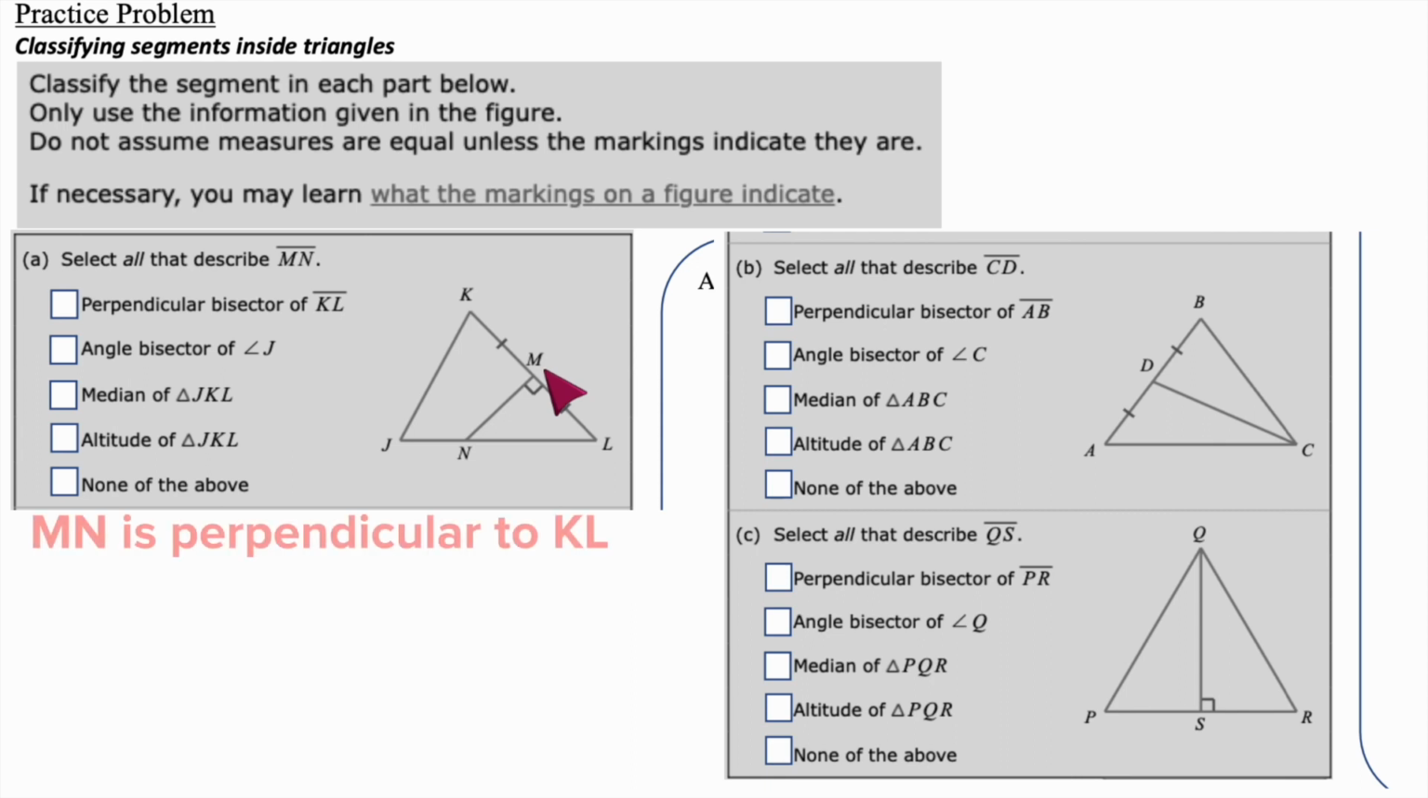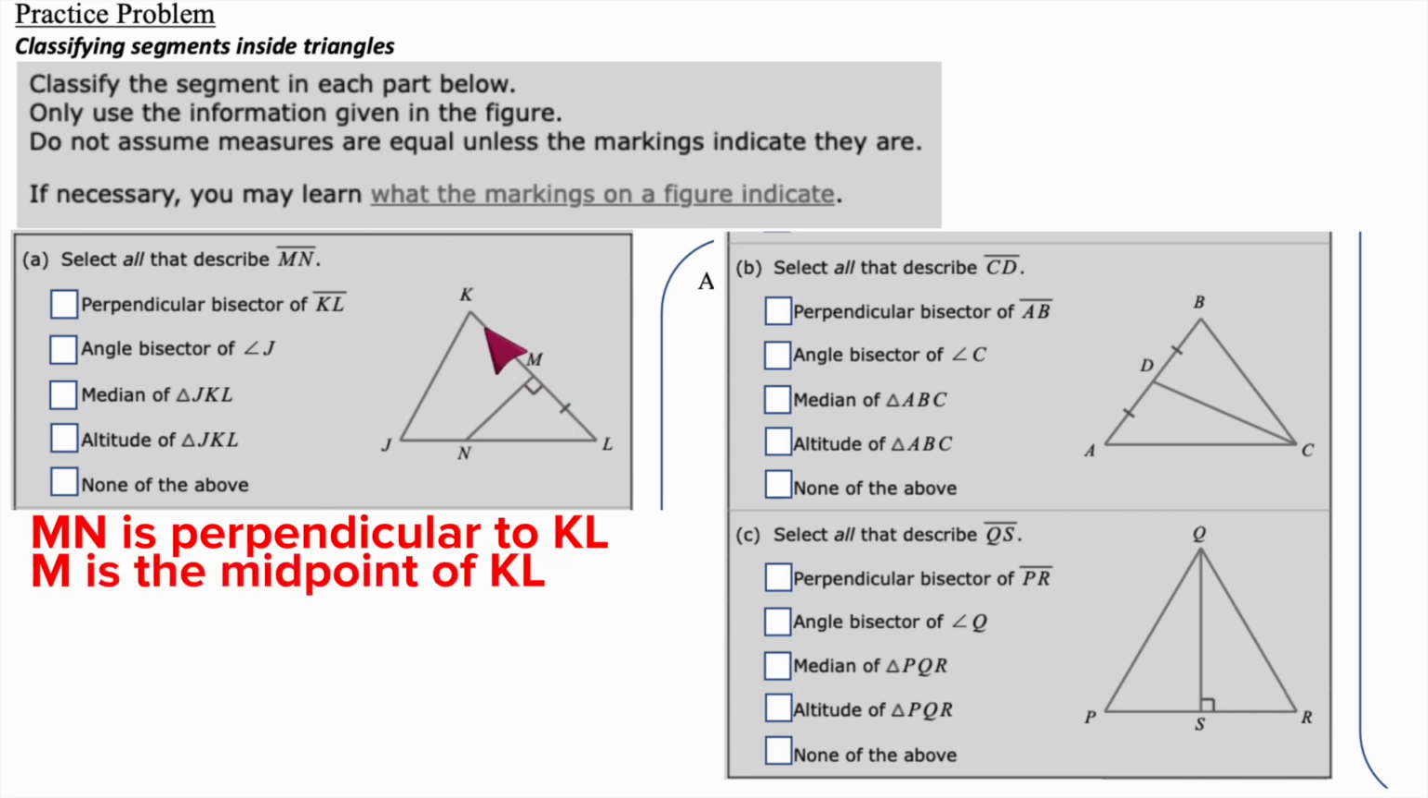With this one, we just want to look at MN is perpendicular to KL. We can see that here with that right angle. We can also see that it's the midpoint of KL because of these little marks here. This shows us that they're equal segments, those little tick marks. So I know that it's what we call a perpendicular bisector because it's perpendicular and it's cutting the line in half. It's not cutting an angle in half, so it's not an angle bisector.